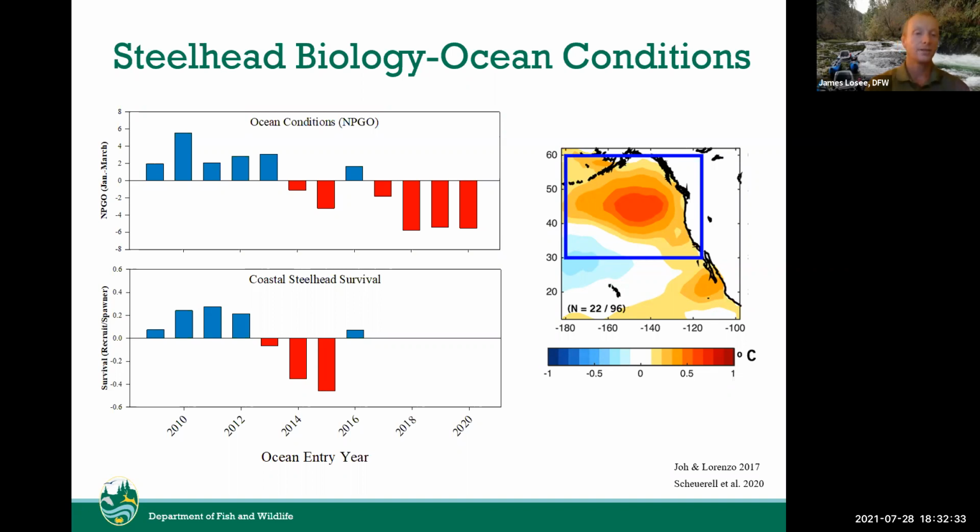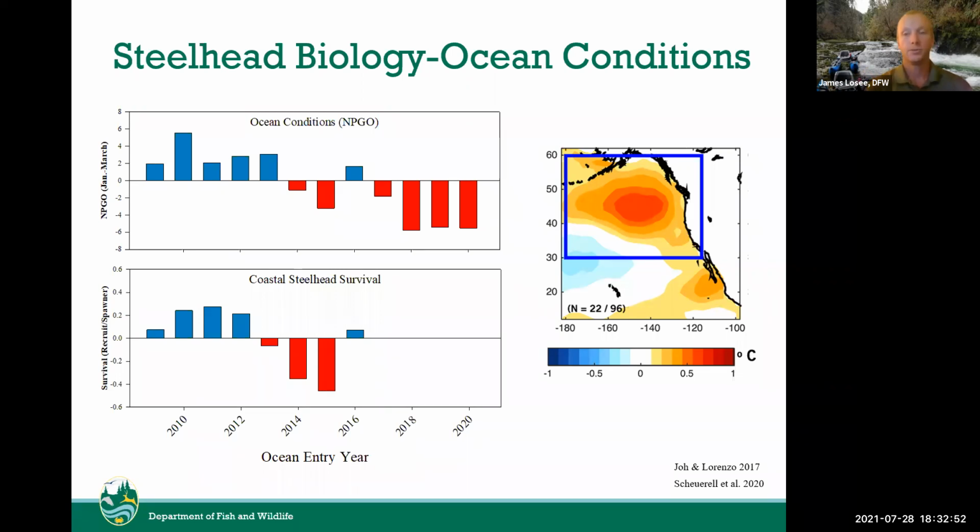So what we're saying, just to make this clear, is coastal wild steelhead, we see these years of high survival, high productivity when the NPGO is positive and the food web is productive. Folks should also notice there's this big gap in the data. These are the most recent years from 2017 on.